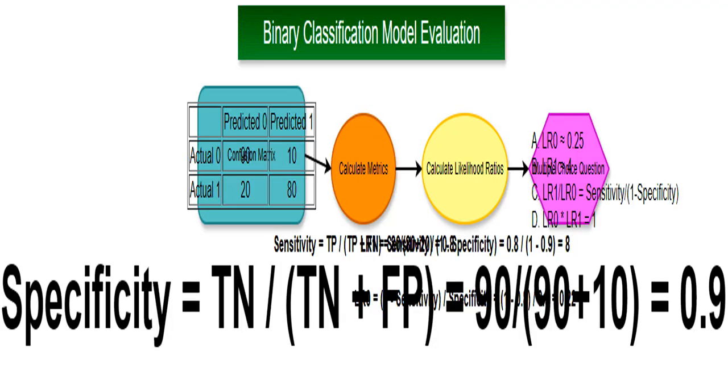I'm calculating the likelihood ratio for class 1, LR1. This ratio tells us how much more likely a positive test result is given a positive case, class 1, compared to given a negative case, class 0. The formula is sensitivity divided by 1 minus specificity. It is calculated as 0.8 over 0.1, which equals 8. That means a positive test result is 8 times more likely if the case is actually positive.